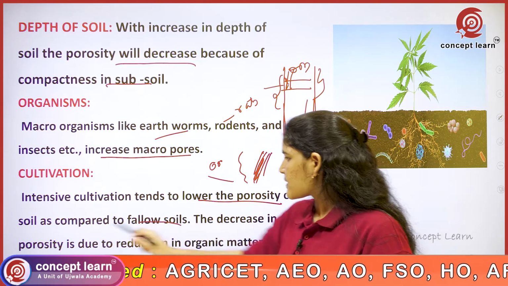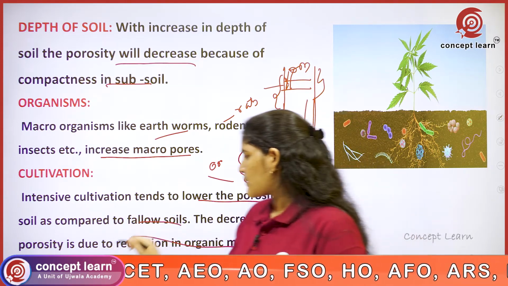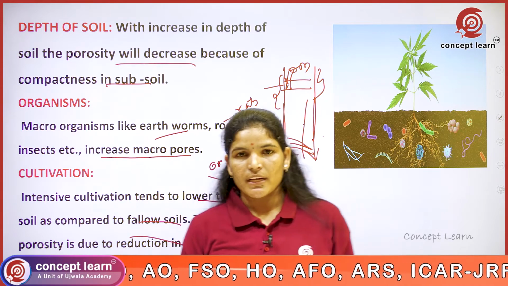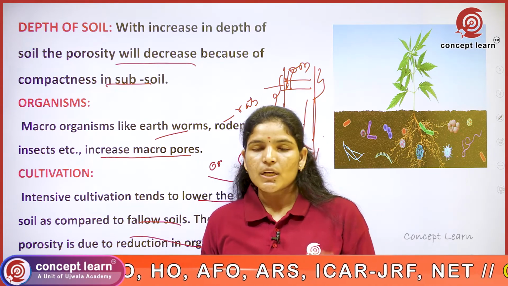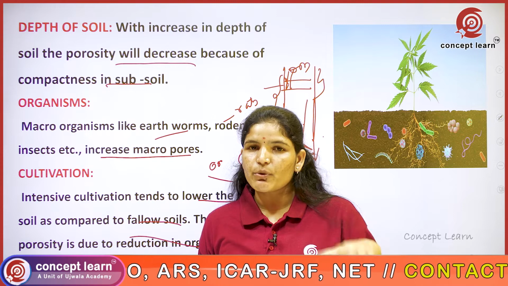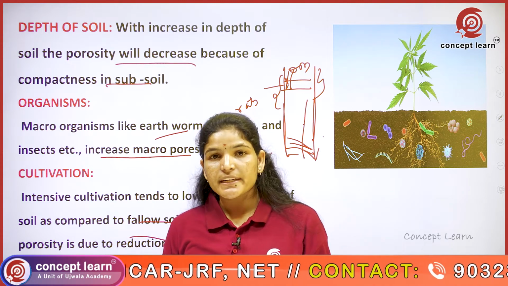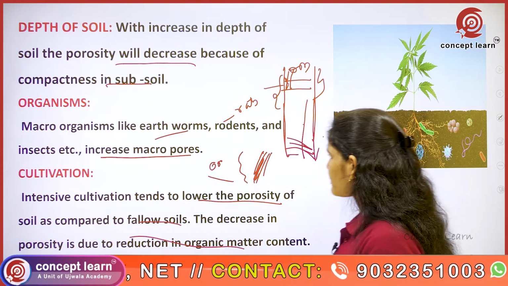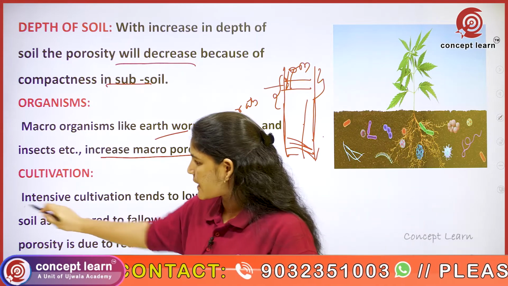The decrease in porosity is due to reduction in organic matter. Organic matter content is more in fallow soil when compared to the intensively cultivated soil. So in fallow soils porosity is more when compared to that of intensively cultivated soils. Intensive is nothing but repeated cultivation.